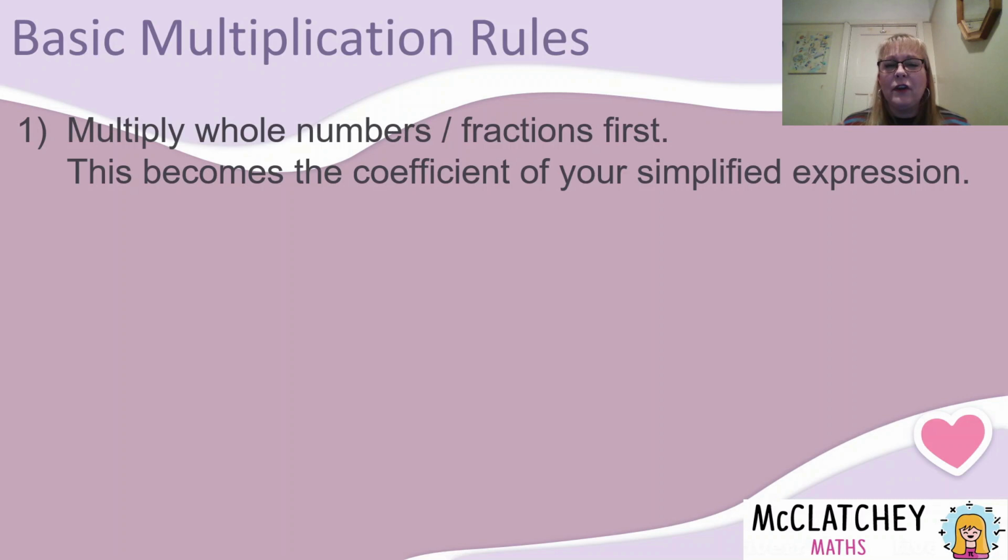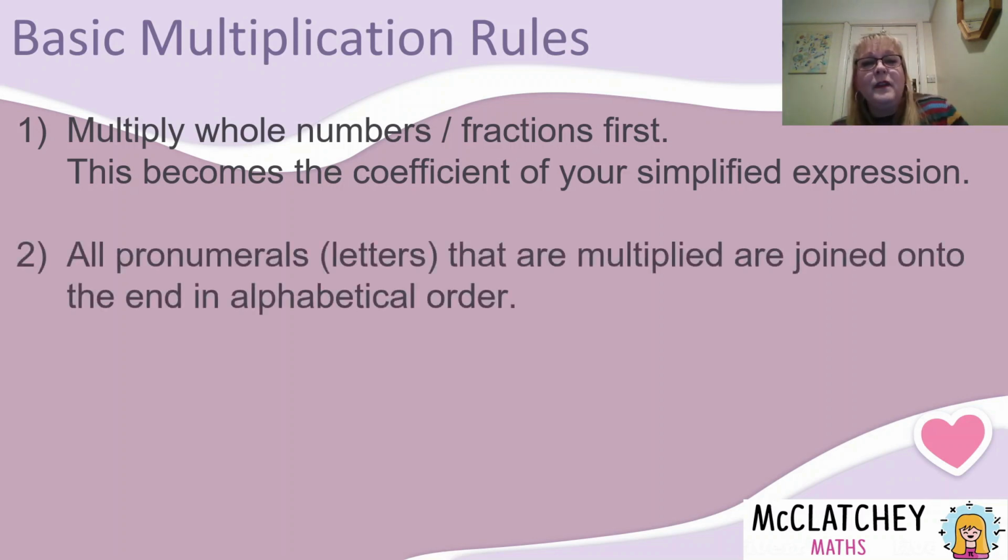So firstly, let's focus on those coefficients, those whole numbers and fractions in front of our algebra terms. When we do a number of terms, we might have to do like 2x times 3y times 4a times half of ab. First of all, focus on those whole numbers at the front of each of our terms. Multiply those first. That's going to become the coefficient of your simplified expression. So it'll be the new number that sits out the front.